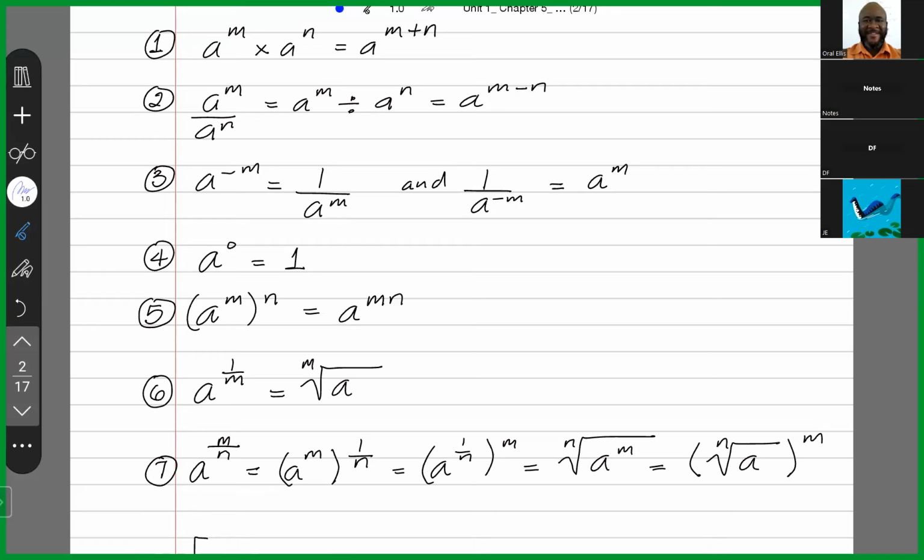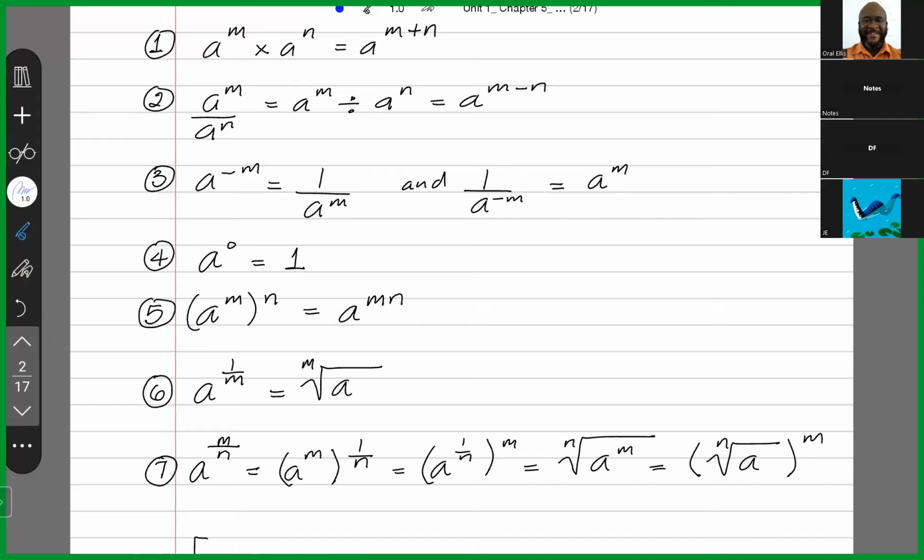Now a to the m over a to the n is the same as saying a to the m divided by a to the n. And essentially this law is saying if you're dividing and the base is the same, you should subtract the indices. Law number 4, a to the 0 is equal to 1. So essentially this is saying any number or any base raised to the power 0 is equal to 1.